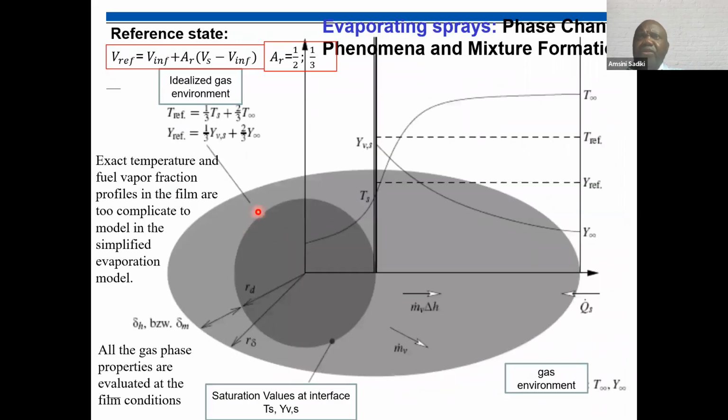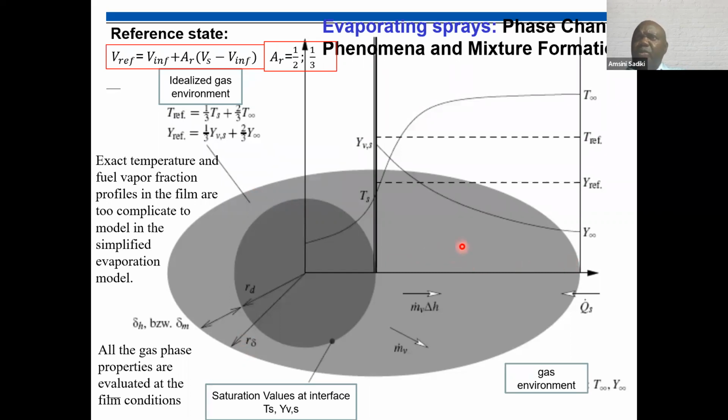So this is what we have. We have our droplets. It evaporates. We have this layer, and this is the radius of the droplets, this is the total radius, and here we have this different thickness. So within this region here, how can we determine the material properties?